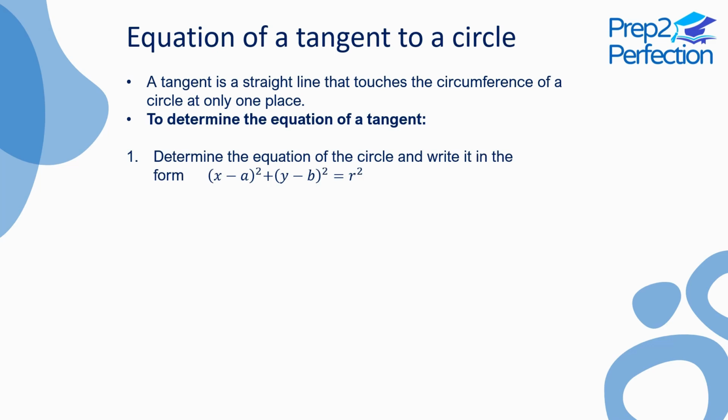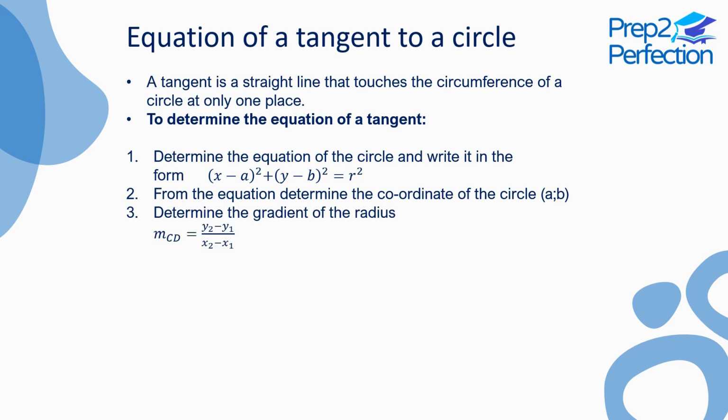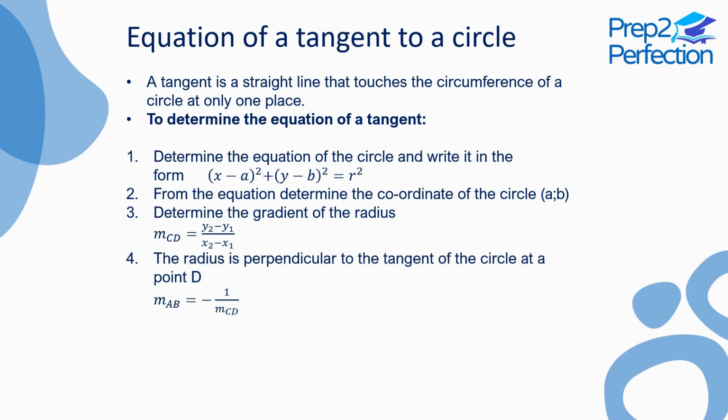We write it out: (x − a)² + (y − b)² = r², the radius squared. From here, we determine the coordinates a and b. Then we determine the gradient of the radius, using the slope formula (y2 − y1) over (x2 − x1). The radius is perpendicular to a tangent, so we can use this fact to determine the gradient of AB, which is: the gradient of AB is equal to −1 over the gradient of CD.